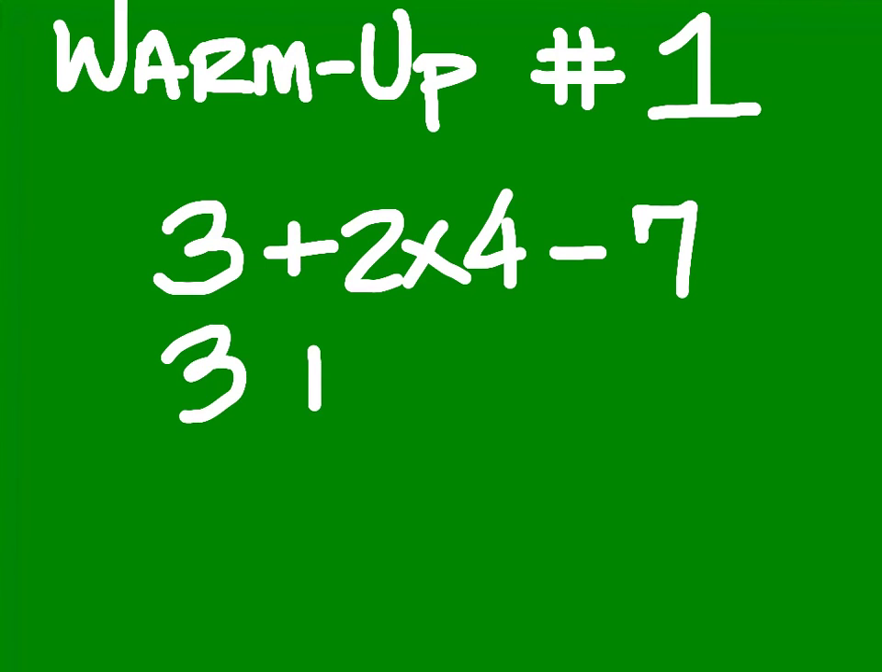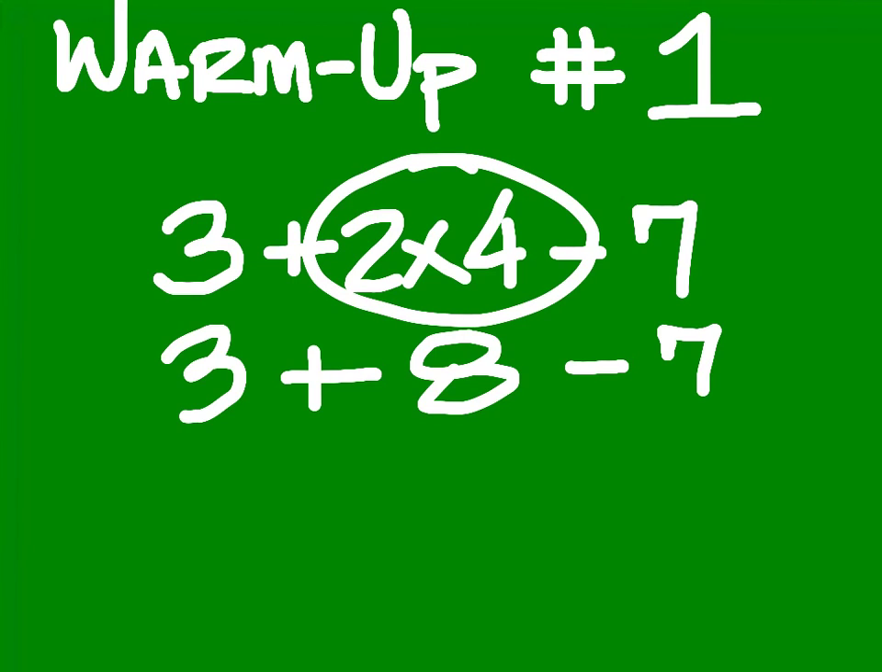You have 3 plus 8 minus 7. You must do the 2 times 4 first. And then 11 minus 7 is 4. Next problem.